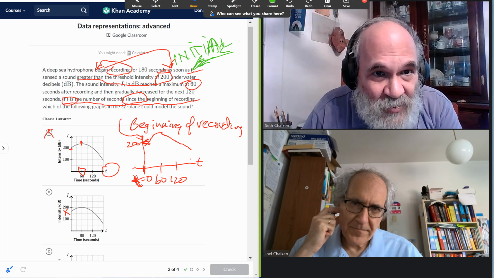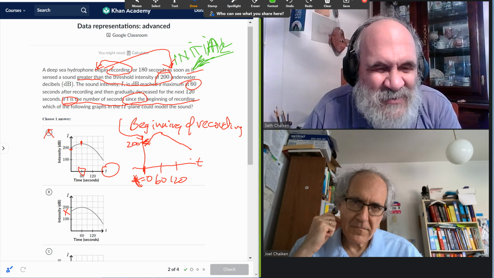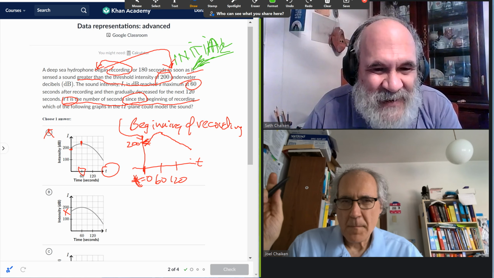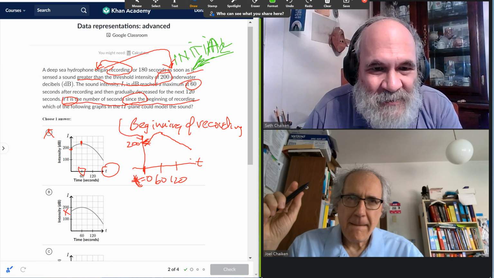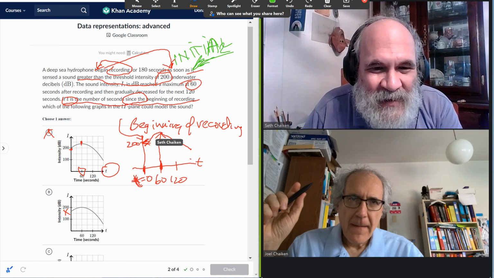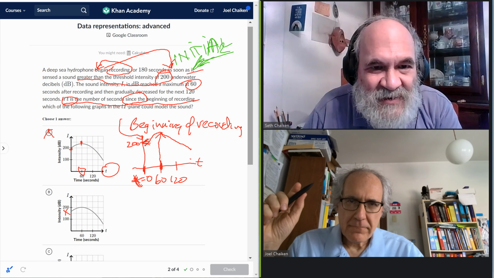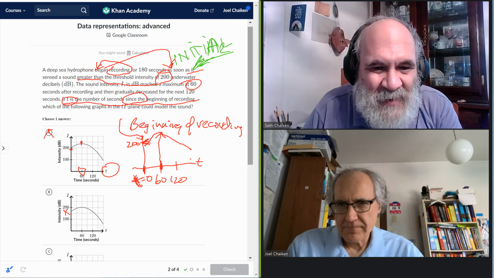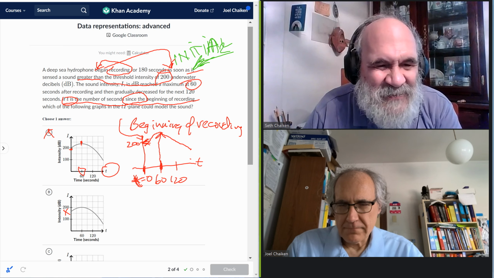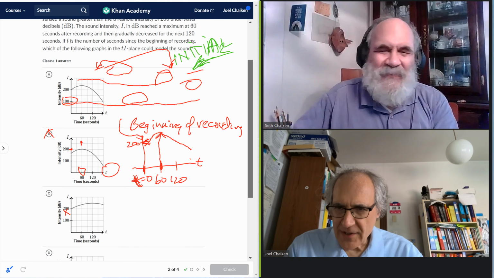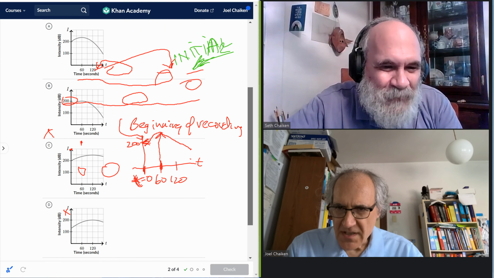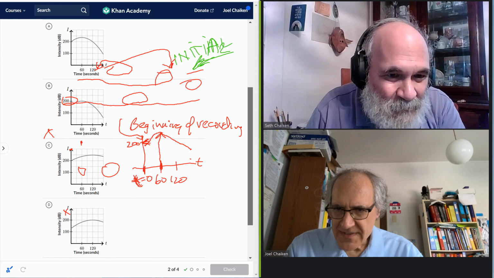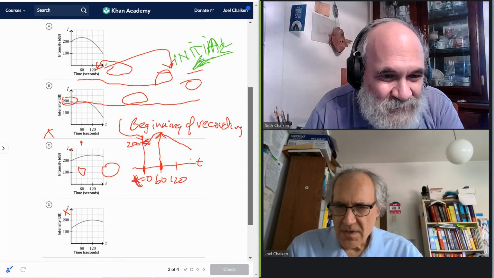They don't tell you what the level of the maximum is, but the only graph that has this pattern, where the maximum is at 60, starts at 200, goes up to the maximum and then decreases slowly, is A. Let's take a quick look at C and D. Notice that C and D do not hit a maximum at 60. They hit a maximum somewhere else.